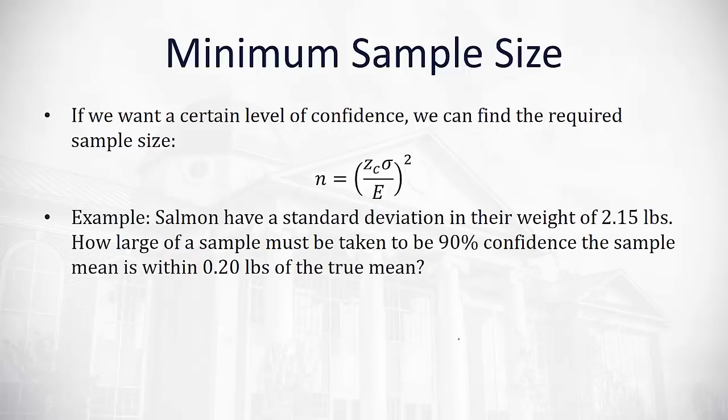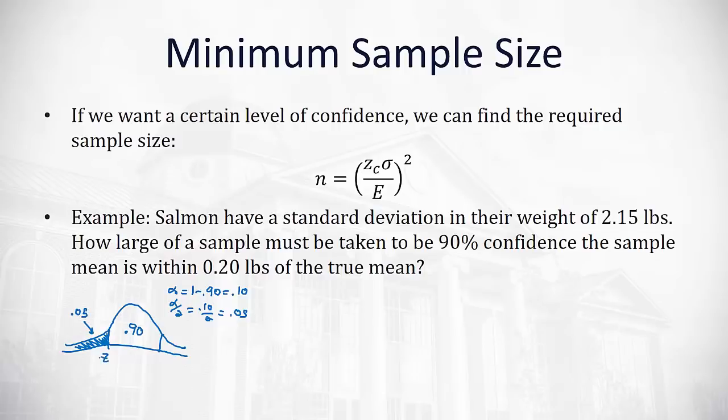Salmon have a standard deviation in their weight of 2.15 pounds. We want to be 90% confident that the sample mean of a group of samples we take is within 0.20 pounds of the true mean. We want to be 90% confident, have 0.90 in the middle, which means we want alpha to be 1 minus 0.90, so 0.10 in the tails. Each tail, divided by 2, is 0.10 divided by 2, or 0.05. We want to have 0.05 in the tail.